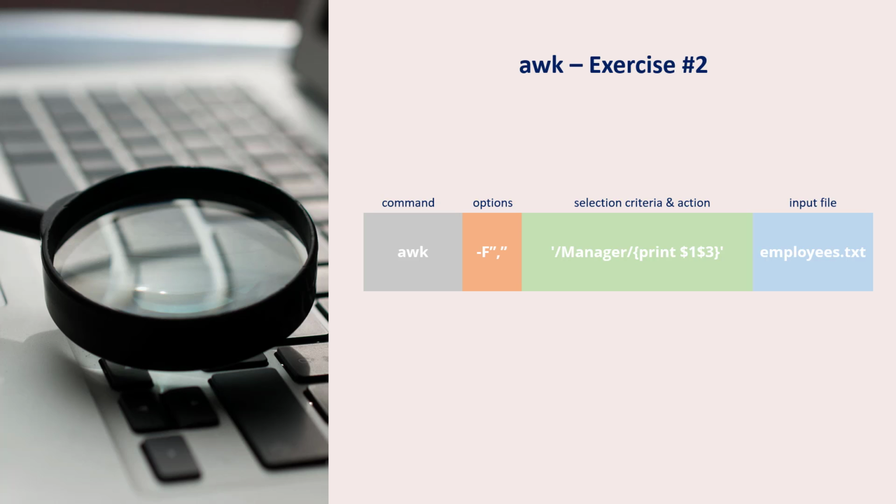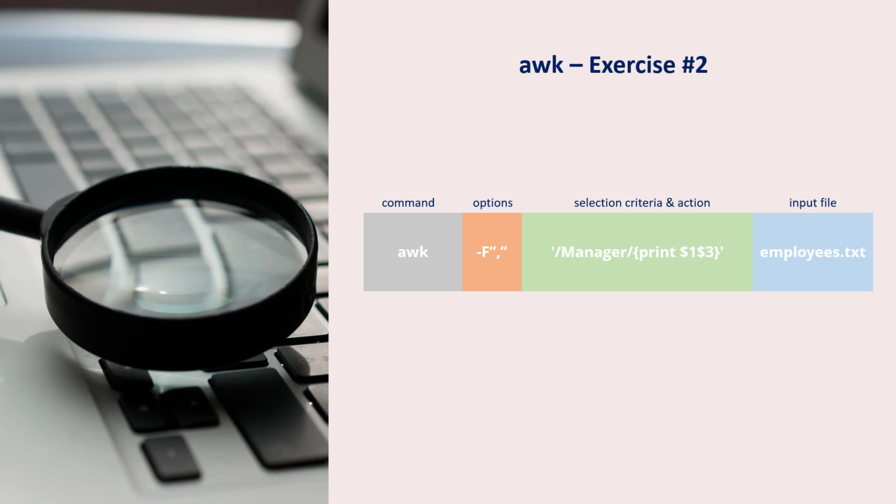The options and selection criteria for this exercise are exactly the same as the previous one. The difference lies in the action. Instead of print, we have print $1, $3. Awk assigns numbers to all fields in the input file. It assigns number 1 to the leftmost field, 2 to the next field, and so on and so forth. So in our input file, the name, designation, and salary fields are assigned numbers 1, 2, and 3 by awk.